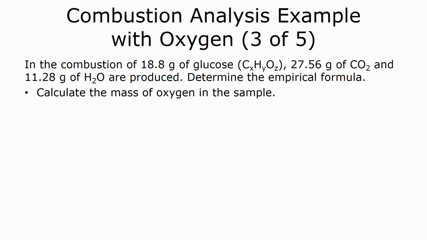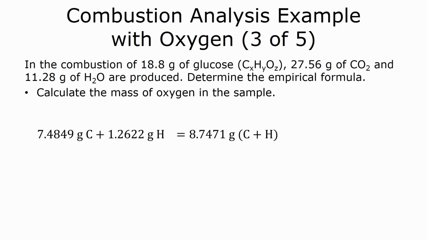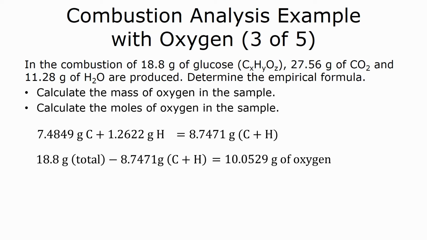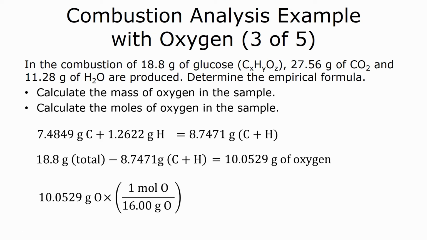And finally, we take the mass of carbon and hydrogen that we calculated, add them up, and we subtract that mass from the mass of our original sample. Notice this time that the mass of carbon and hydrogen is much less than the mass of the entire sample, which means that the rest of the mass must be oxygen. Once we know the mass of oxygen, we are going to convert that to the number of moles of oxygen by dividing it by the atomic mass of oxygen.